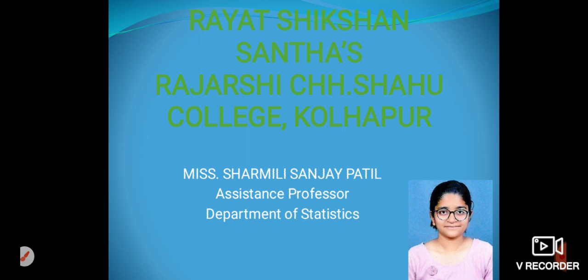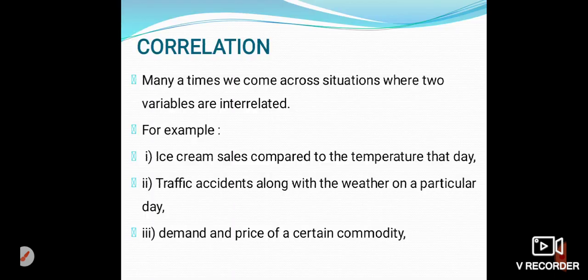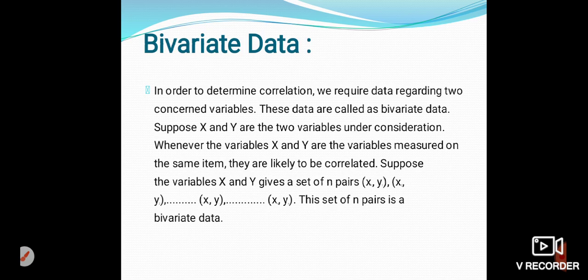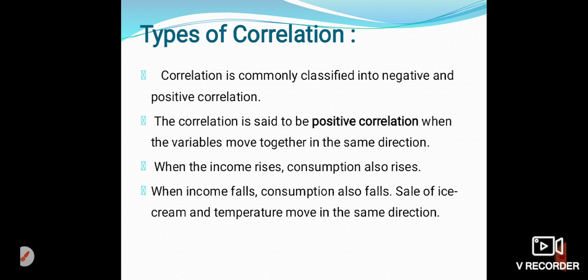So students, in the last lecture we have already discussed the definition of correlation and bivariate data. In today's lecture, we will see the types of correlation. The correlation is commonly classified into negative and positive correlation.